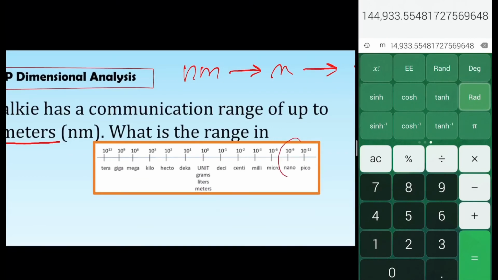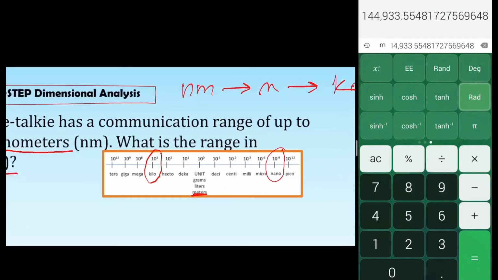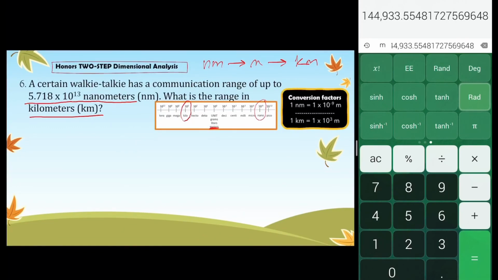So we're starting with nanometers, which is over here. You could say 1 nanometer equals 1 times 10 to the power of -9 meters. And then our other prefix that we're working with is kilometers. So 1 kilometer equals 1,000 meters, or you could say 1 times 10 to the power of 3 meters. Okay, so now that we have our conversion factors, we can get started.